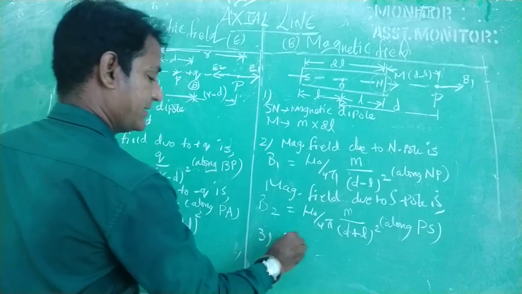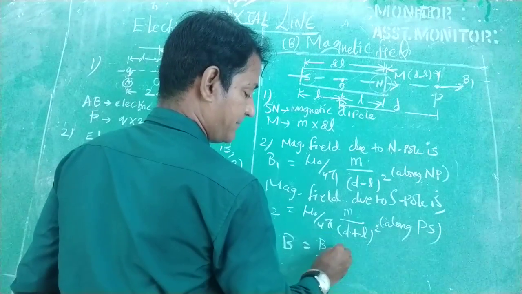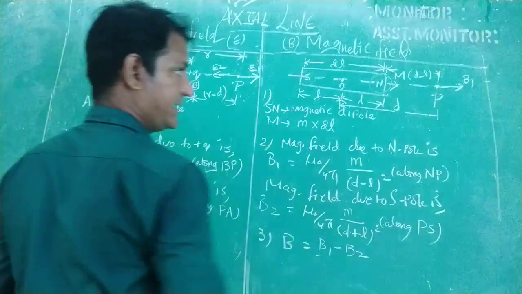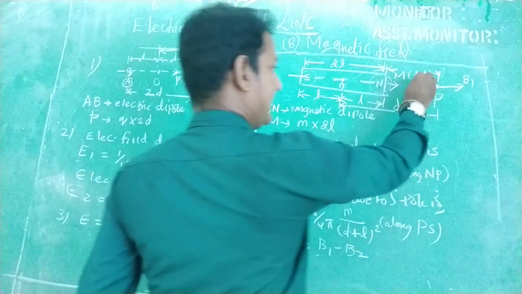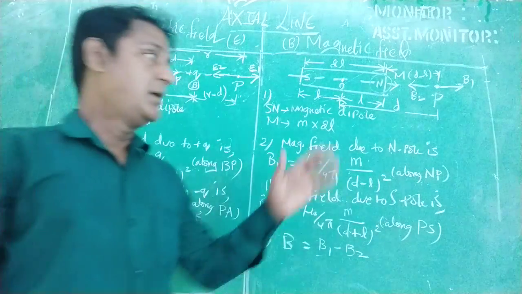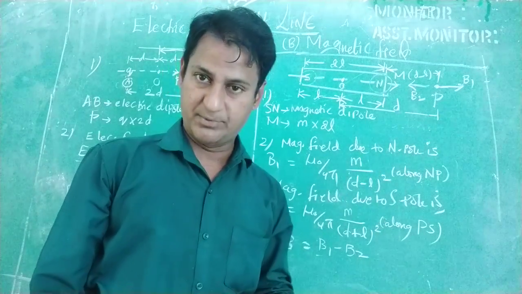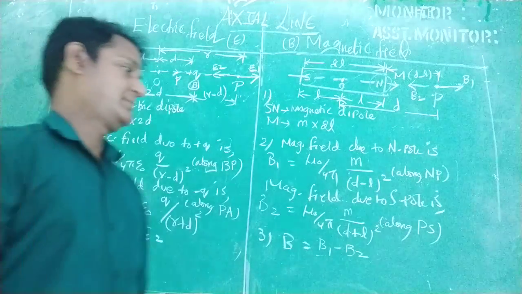So the resultant magnetic field, or the total magnetic field, is B1 minus B2. So here also the magnetic field due to the north pole will be greater than the magnetic field due to the south pole, right?